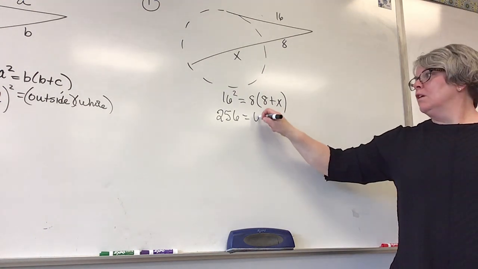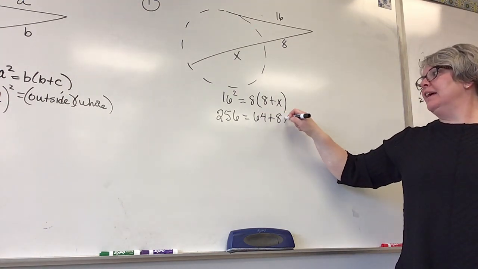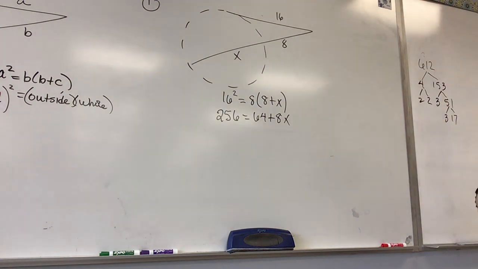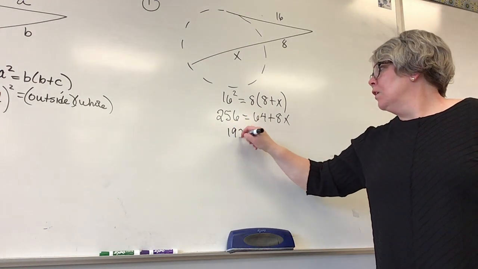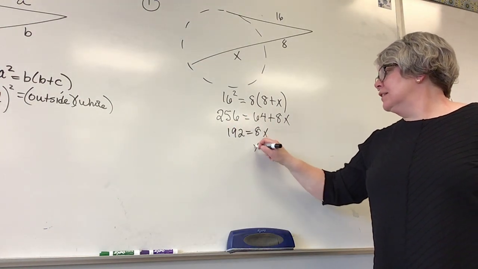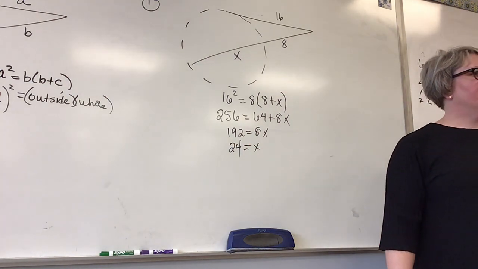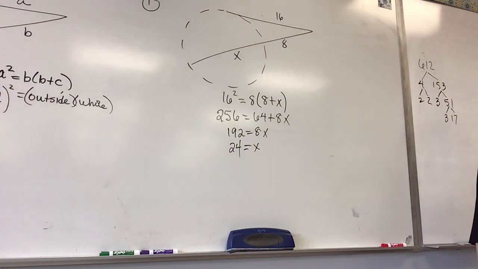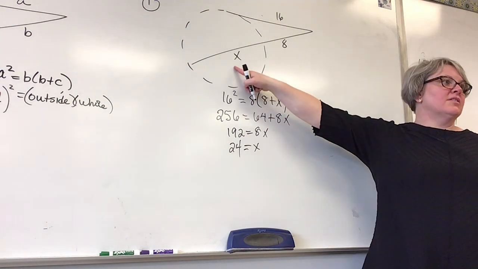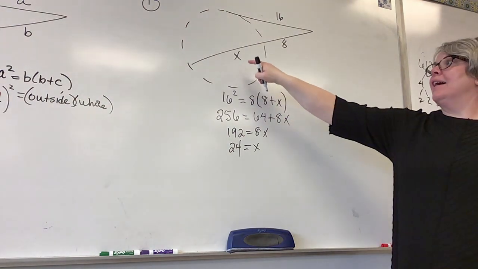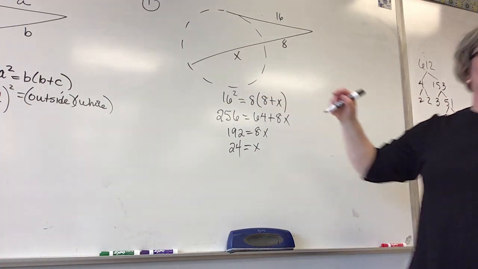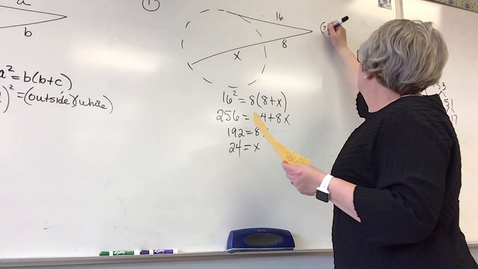64 plus 8x? That's not bad, is it? 192 equals 8x. Anybody have x? Excellent. Not bad? Okay, all I'm doing is moving the x. You ready for number 2? X was inside of the secant part. So now number 2.